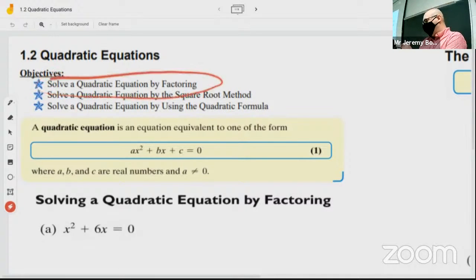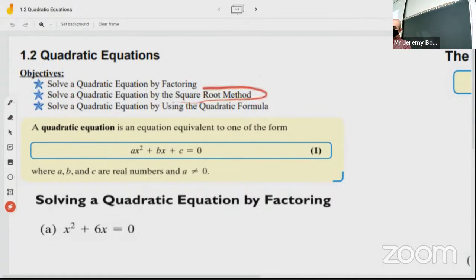First one is going to be factoring, the age-old way of doing quadratic equations. The second one is a more limited approach. It's a nice approach because it's quick and easy, but it only works in certain cases. That's the square root method. And then the last one is like the skeleton key of quadratic equations. That's the quadratic formula. Can't solve it with the first 2? Use the quadratic formula.